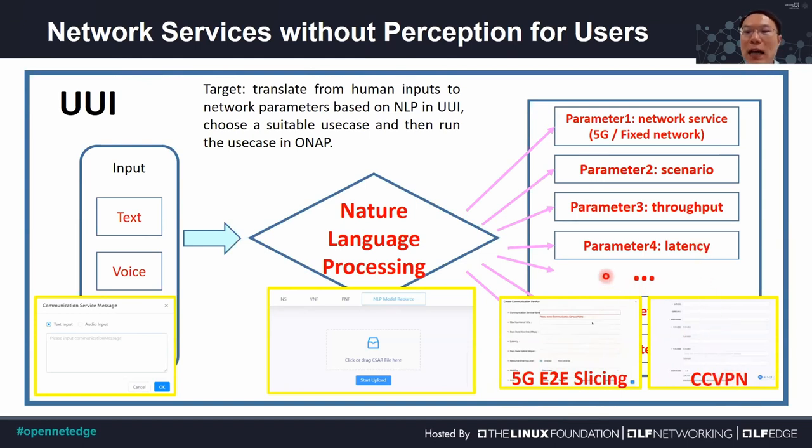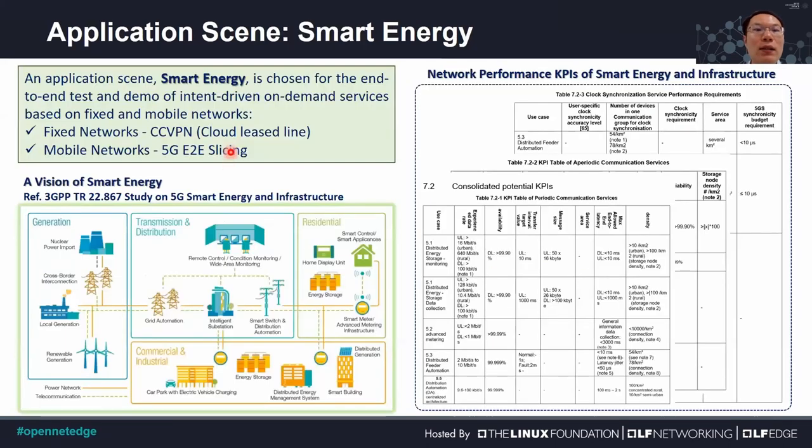In China Telecom, currently we have already provided the service of 5G slicing as well as cloud leased line. So the user normally could choose either of the two services, and in the future we can provide a better selection for the users based on their real-time requirements and their services.